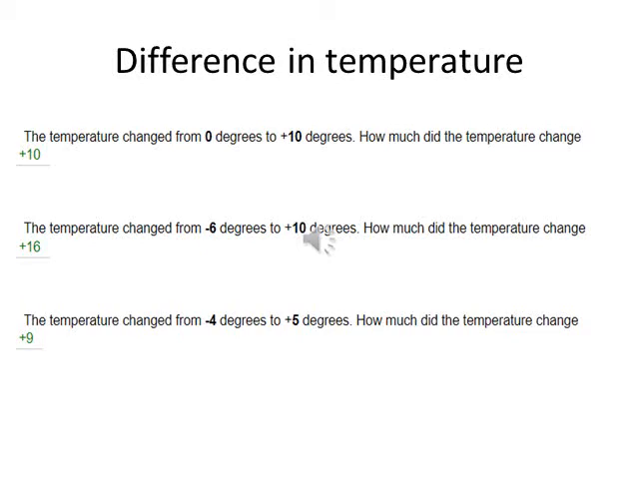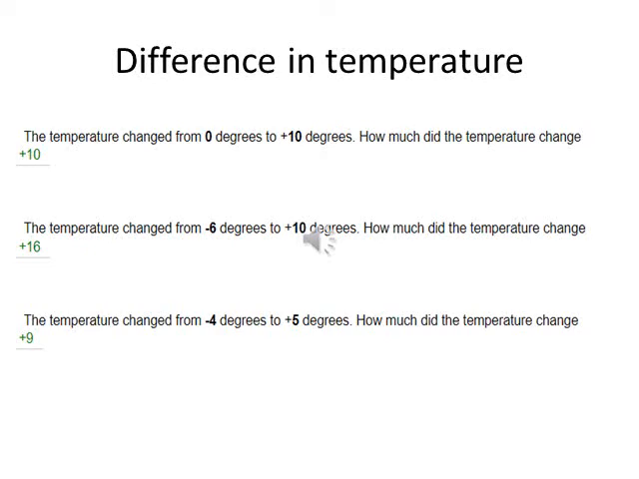So for the second example, the temperature changed from negative 6 degrees to positive 10 degrees. How much did the temperature change? So first, you have to think about it in a very good way. I'm moving from negative 6 to 0 first. So how many steps did you move? If you just count them, you'll find it's 6 steps. And after that, from 0 to 10, it's 10 steps. So 6 before the 0 and 10 after the 0. So add them together, you'll find out that you walked 16 steps.